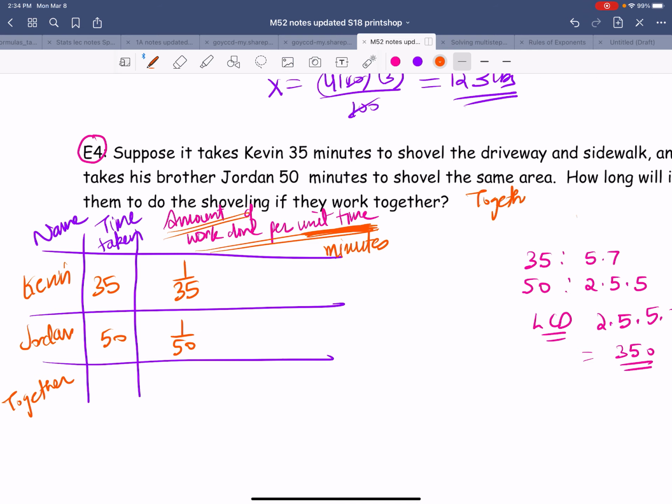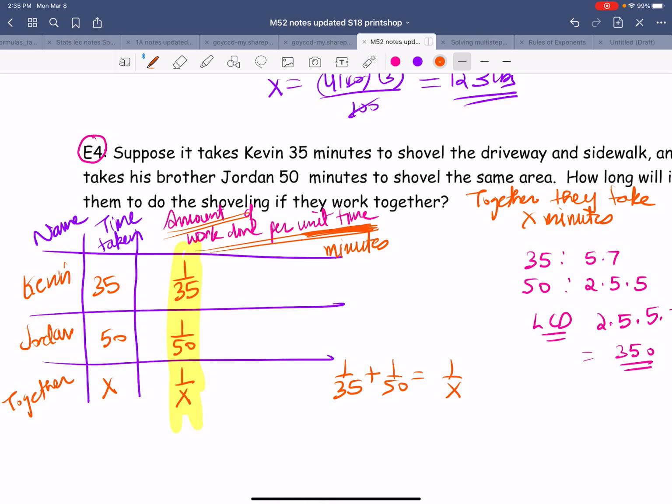So we don't know how long they take together. We can say together they take X minutes to complete, because when we don't know something, we can always call it the variable X. Together they take X minutes. So they will be completing 1/X part of the job in 1 minute. Now here's where we will get our equation from, the last column. Kevin's rate plus Jordan's rate is going to be equal to the together rate.